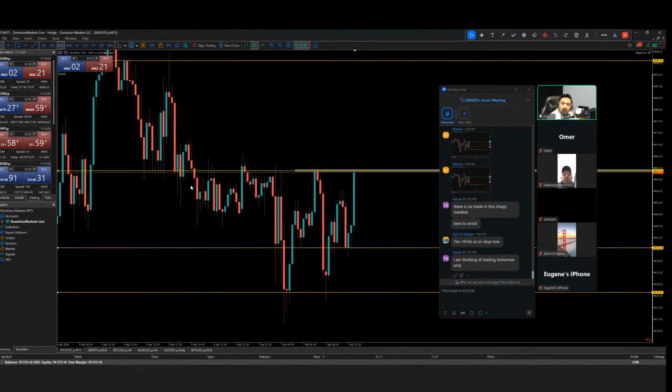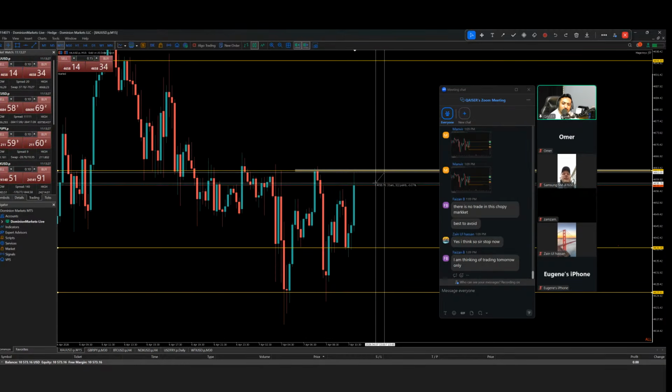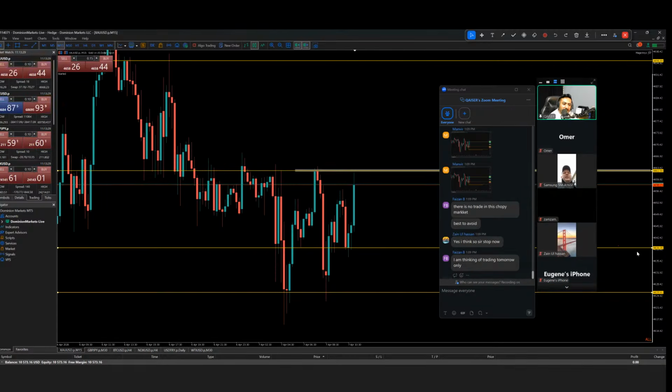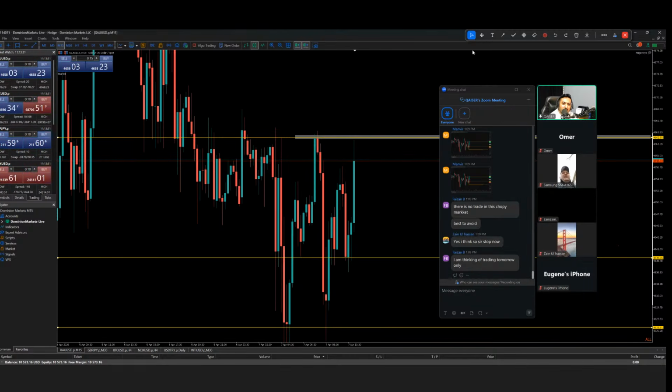Wow, it's showing volume now. Ooh, look at this rejection. Look at this rejection. This is the sign that it's a very strong resistance area. Wow. Interesting.